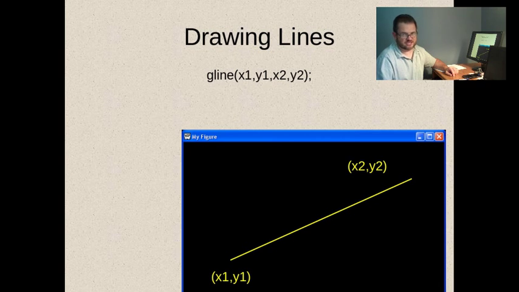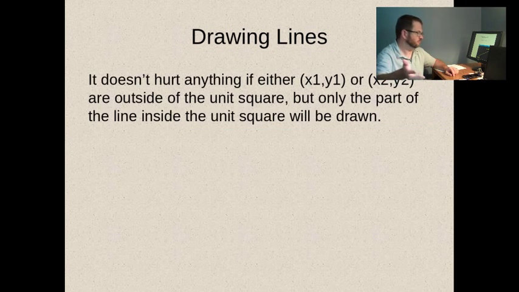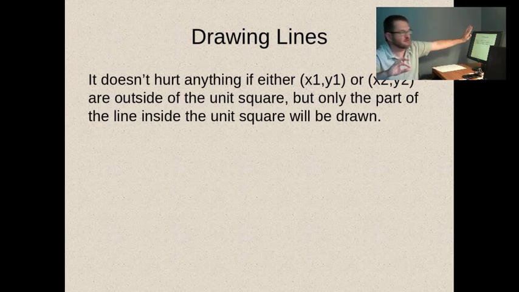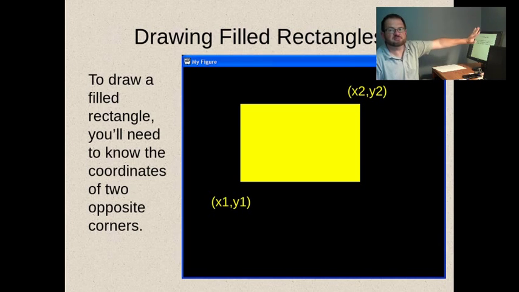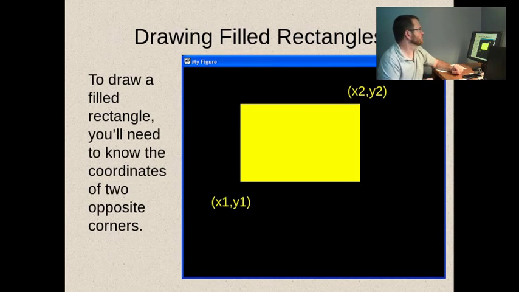The command to do that is very simple. It's just G-line, x1, y1, x2, y2. Pretty straightforward, right? Now, it does not hurt anything if x1, y1, that point, that is an endpoint, is outside of your unit square. It doesn't hurt anything if x2, y2 is a point that's outside of your unit square. Only the part of the line segment that actually shows up in the unit square is going to be drawn. We can experiment with this in a little bit when I go to the text, and we actually use it a little bit. Only the part that's actually inside of that drawing canvas, the unit square, will get drawn, but there's no harm in letting one or both of those endpoints be outside of the range. In fact, that will happen a lot.